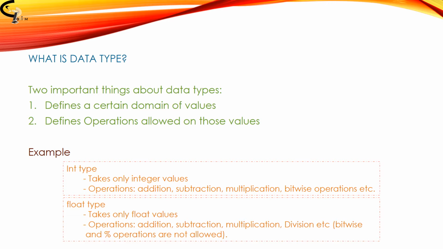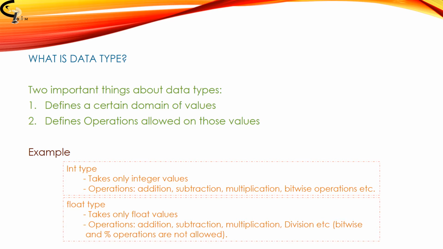Now let's first learn what is a data type. There are two important things about the data types. One is almost known to us, that it defines a certain domain of values. But many of us don't know that it also defines the operations allowed on those values. We know what the domain is for the value which is to be inserted, but the operations that are allowed by that data type are not known to us.